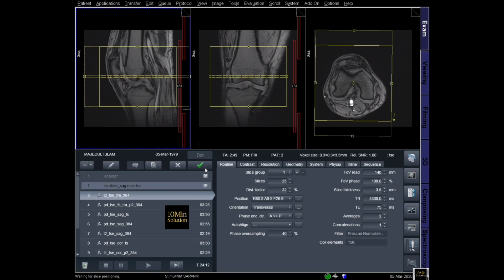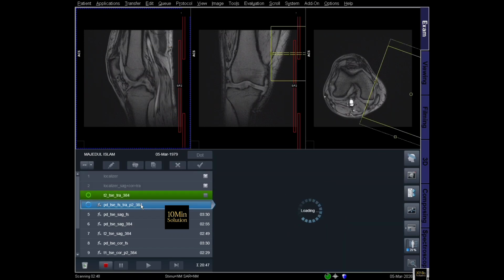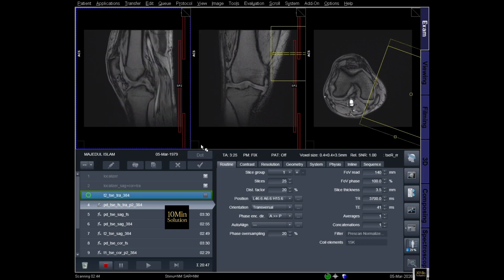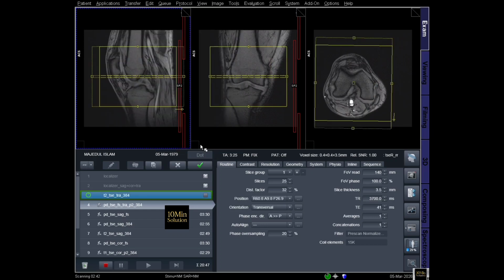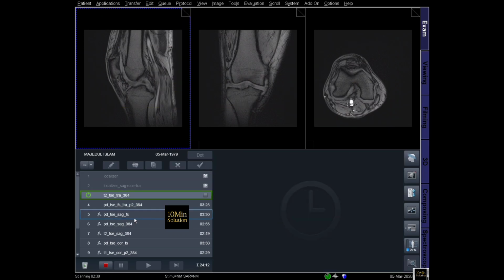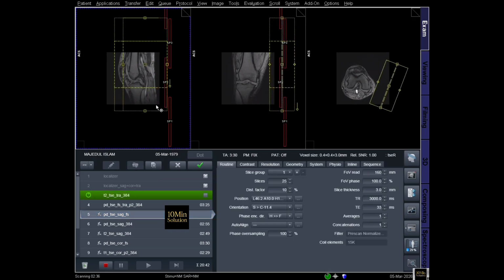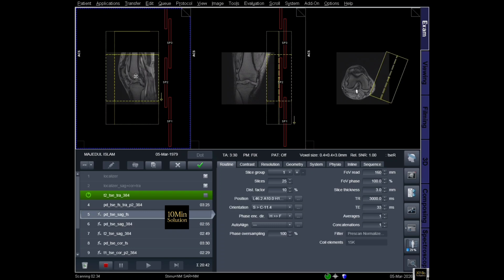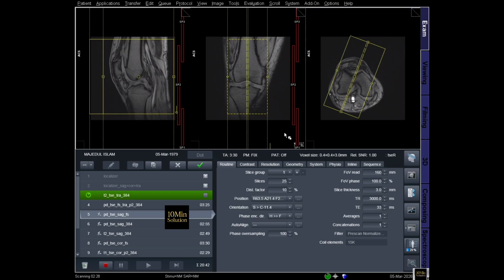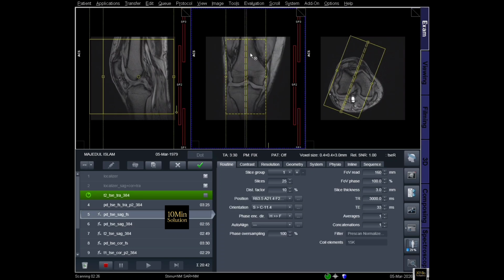Sagittal plane planning. The sagittal plane is typically planned first. The slices are aligned parallel to the long axis of the femoral condyles based on the axial localizer image. Sagittal images are essential for evaluating the anterior cruciate ligament, ACL, posterior cruciate ligament, PCL, menisci, patellar tendon, quadriceps tendon, and articular cartilage.